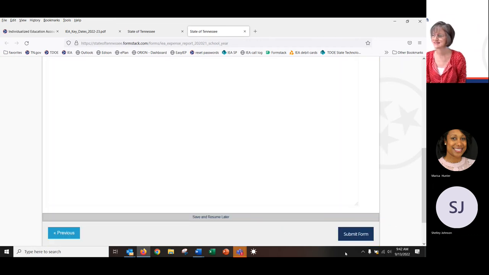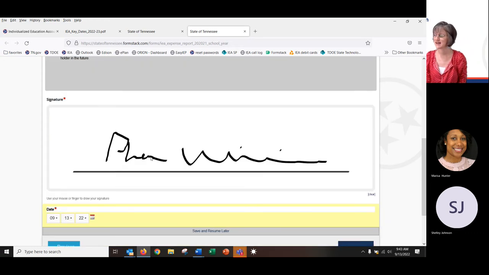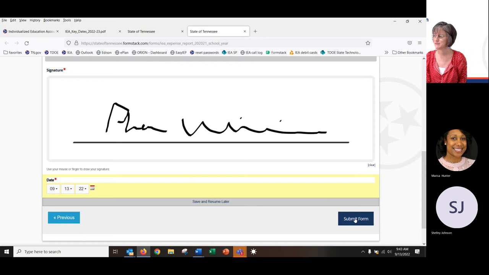So then we're going to say next, and you get back to those assurances where you're saying, I promise I'm not lying about my expense report. And then you sign it. My signature stayed in there from the one we did earlier. And like I said, it's defaulting to today's date. And then you're going to submit the form. I'm going to go ahead and submit.